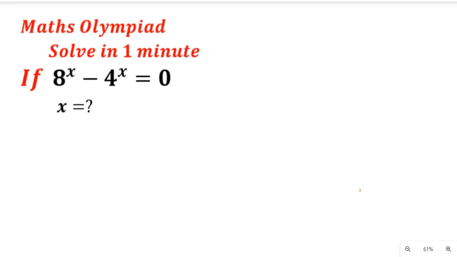In our math tutorial today, we are going to look at this math Olympiad question. We are asked to solve in just 1 minute. Can that be possible? Of course, I'm going to show you two methods you can use in solving this equation. It says if 8 to the power of x minus 4 to the power of x is equal to 0, find the value of x.